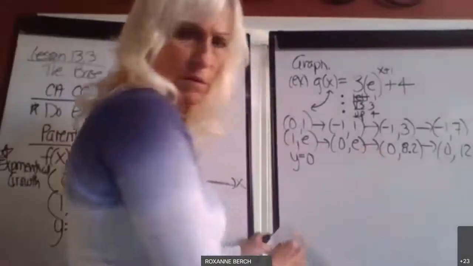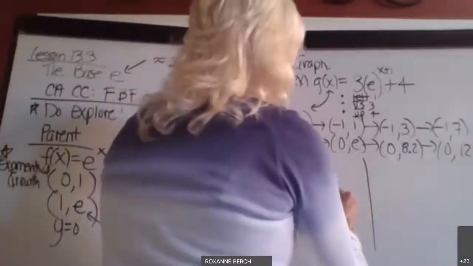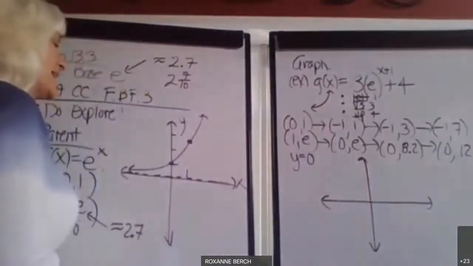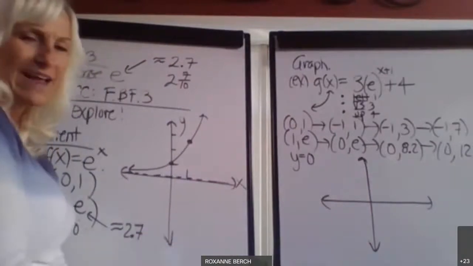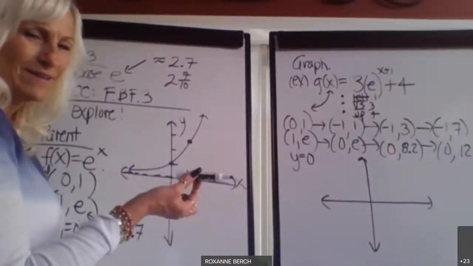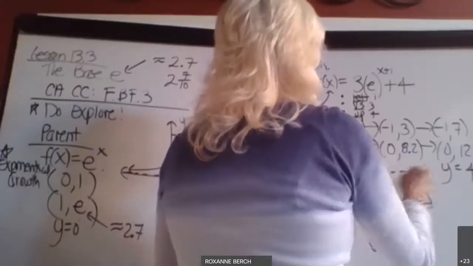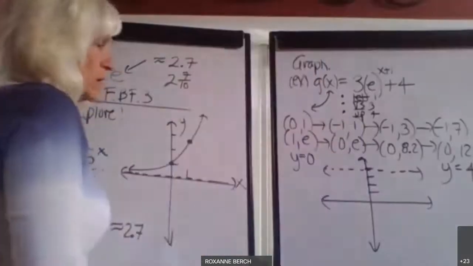Okay, so we go to graph this. Well, not so fast. Who's going to move the horizontal asymptote? Yeah, you have to move the asymptote up because of the +4. Good. So there's a horizontal asymptote at y equals 4.